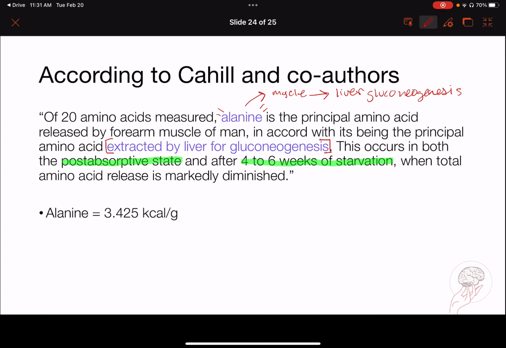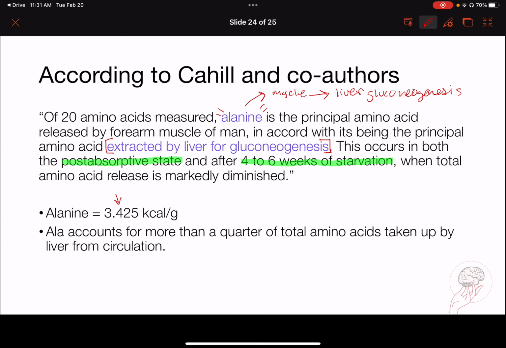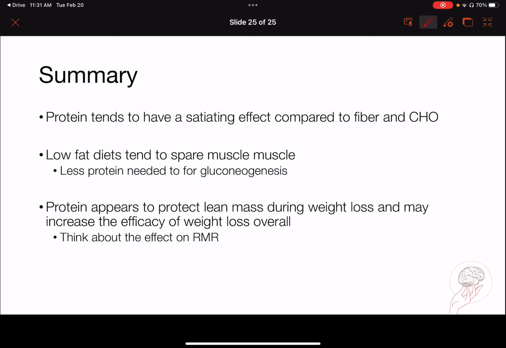Alanine provides around 3.425 kcals per gram, and it accounts for more than a quarter of the total amino acids taken up by the liver from circulation. So in summary, protein tends to have a slight satiating effect compared to fiber, but this is pretty weak, and carbohydrates. This is pretty strong.